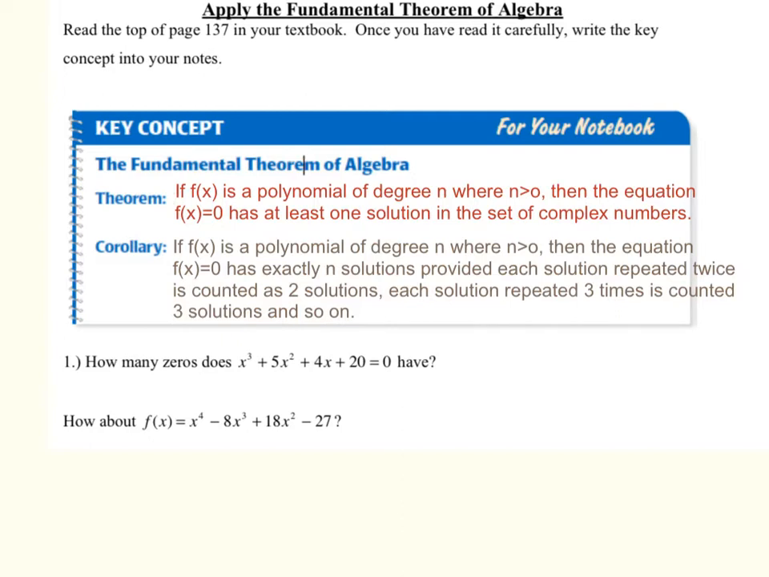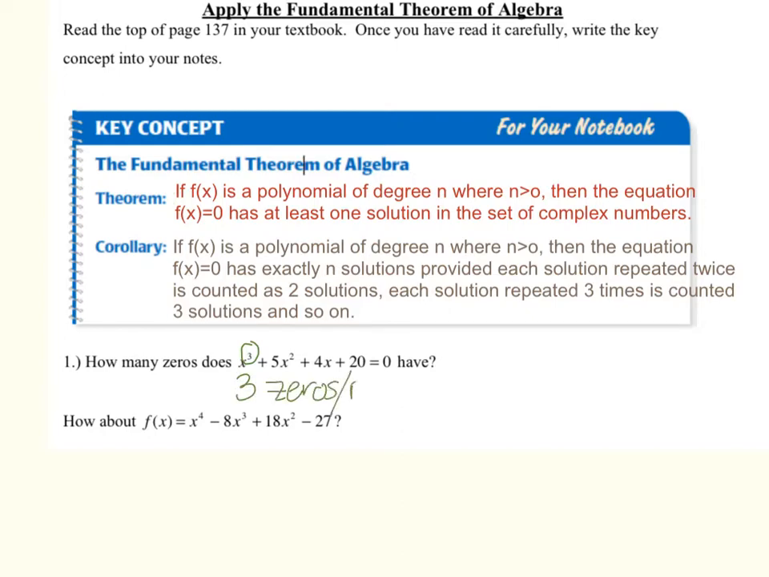So we've talked about this as we've gone through the rest of the chapter and started to find our zeros and our solutions to various polynomials. If you take a look at the degree, so in the first example, we have x cubed plus 5x squared plus 4x plus 20 equals 0. So it's degree 3, which means it would have 3 solutions, or 3 zeros.